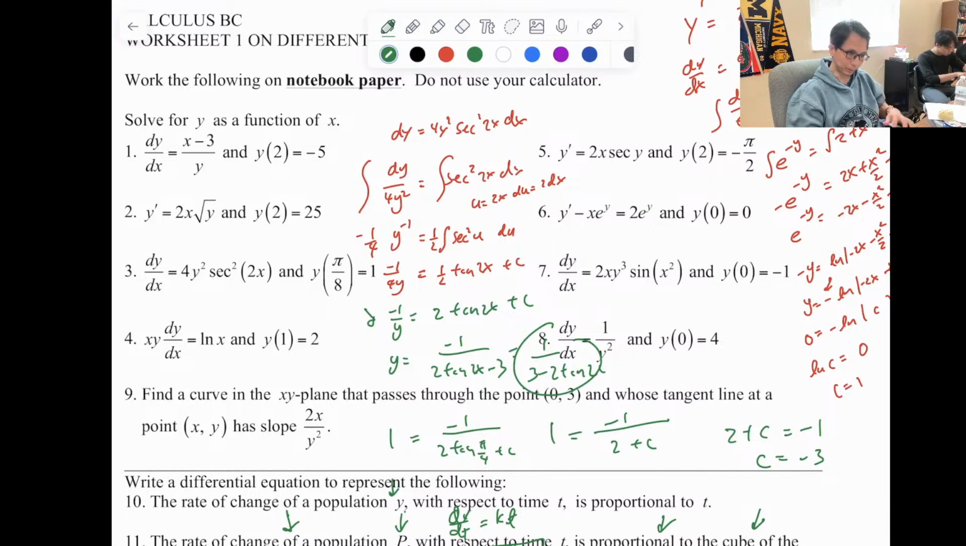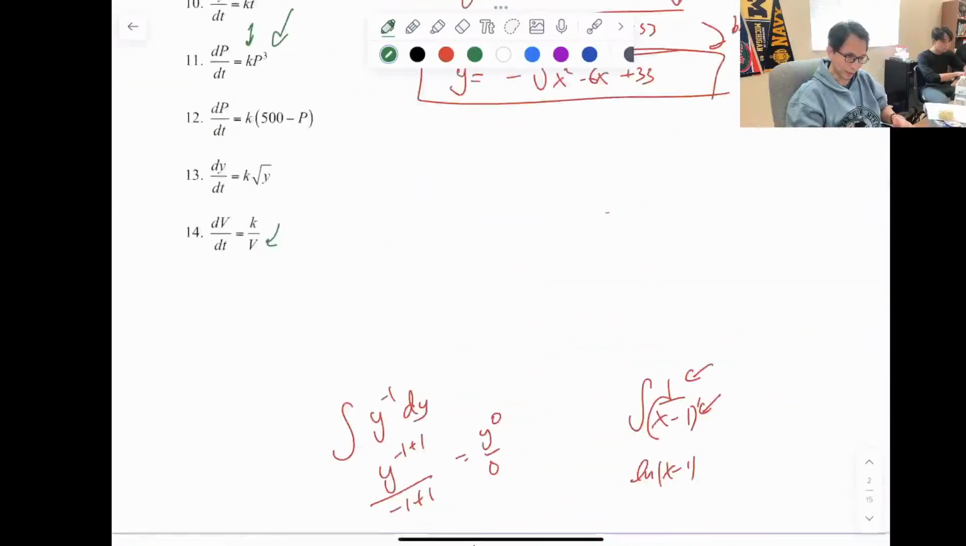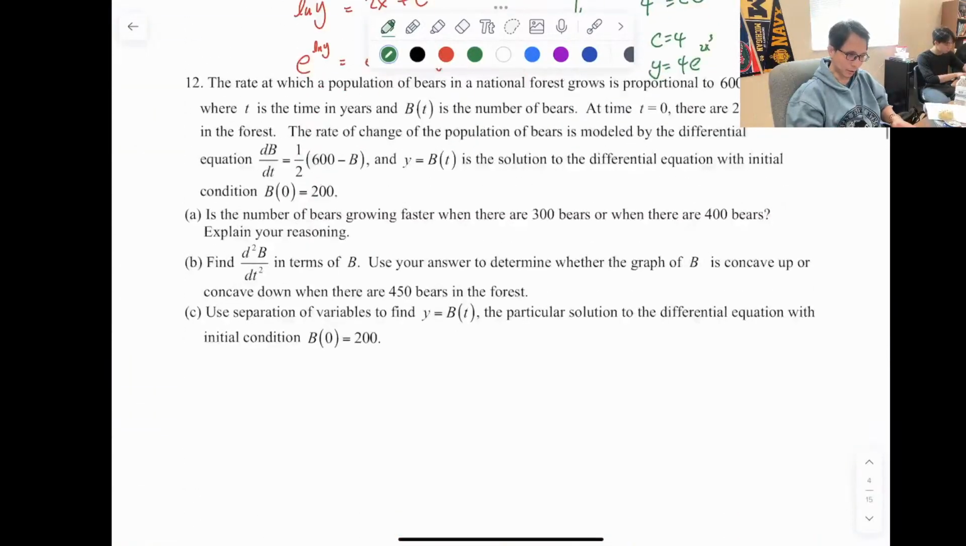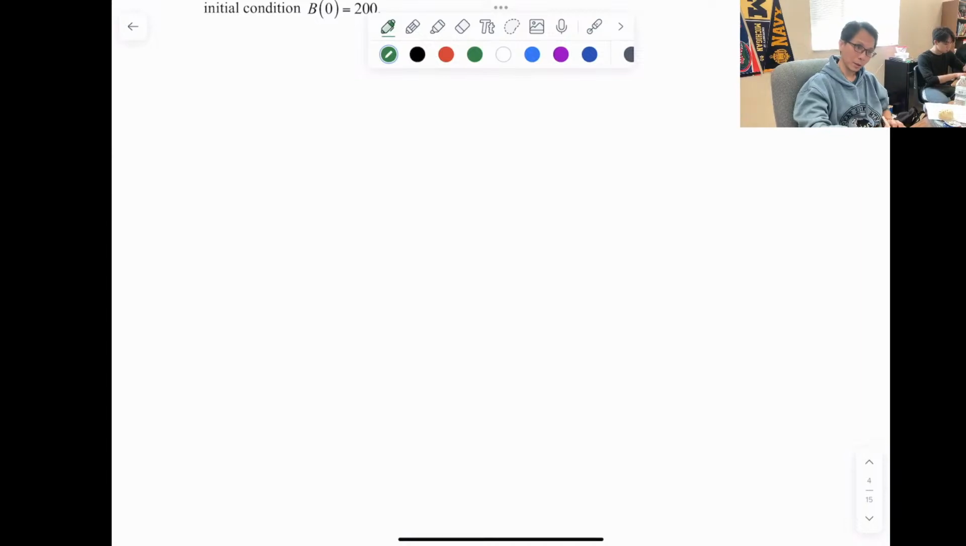So let me do it so that you guys know. What was the question? It was dy/dx, right? dy/dx is equal to minus x e to the y is equal to 2e to the y.